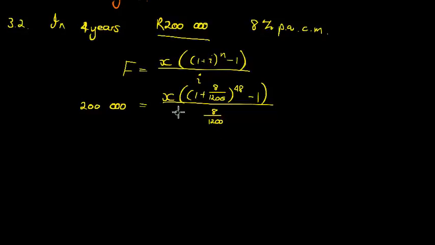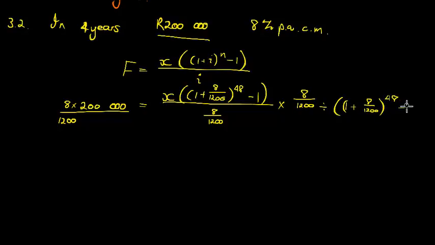Same thing applies. We just want to solve for x. So we're going to multiply both sides by 8 over 1200. So this thing is going to be multiplied by 8 divided by 1200. And we're also going to divide both sides by this whole bracket: 1 plus 8 over 1200 to the power of 48, minus 1. That whole thing is going to divide this side as well. Can you see there? It's a bit small, but you can see what I'm doing.